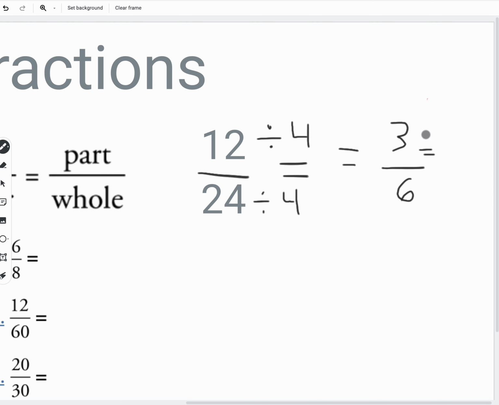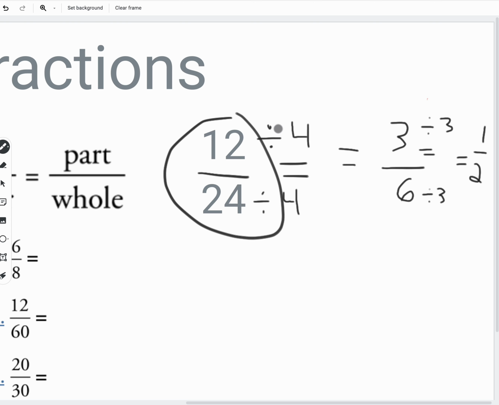Now let's divide this by 3. Three divided by 3 is 1. 6 divided by 3 is 2. 12/24 will reduce down to 1/2.